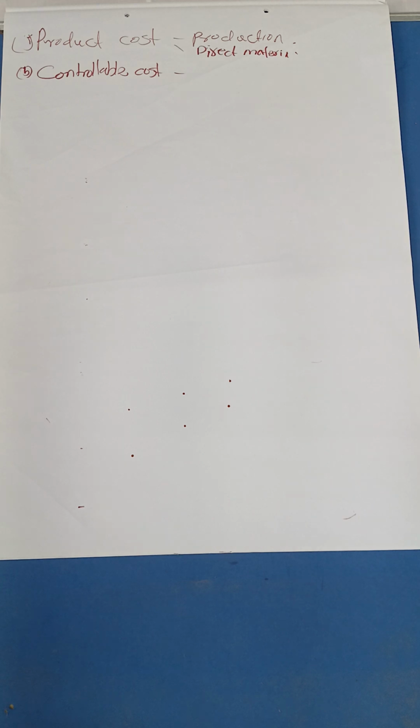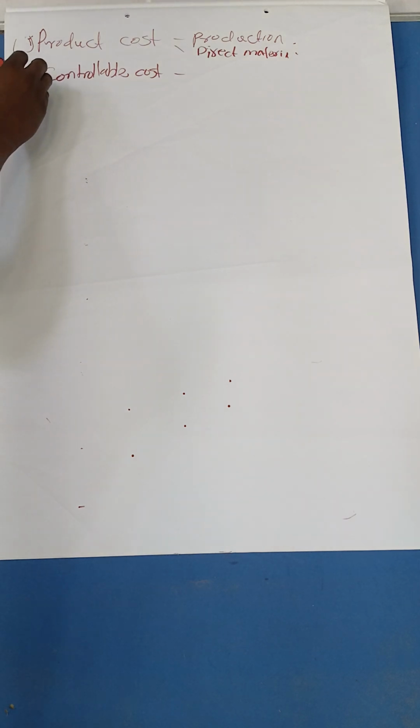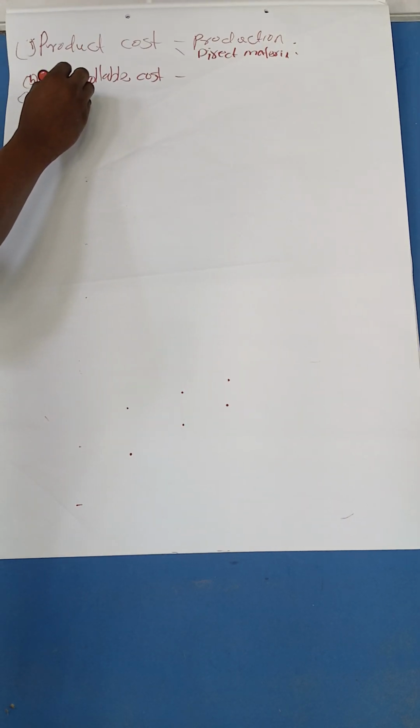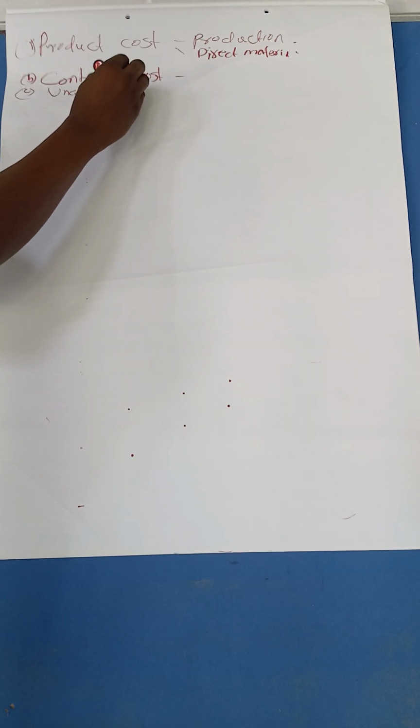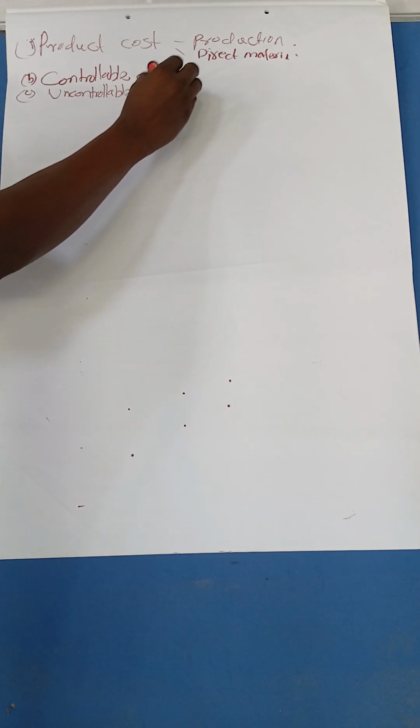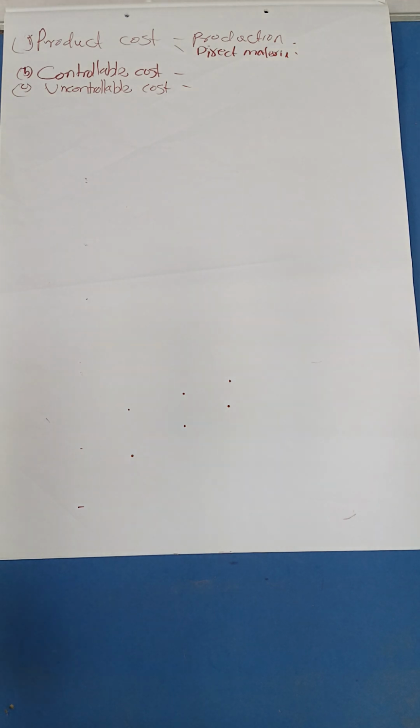Uncontrollable costs, the opposite of this. In this case, we always say that these are costs that cannot be influenced by the action of a specified member of the enterprise. Something like this cannot be influenced either by management or anyone else. They cannot be influenced in any way.